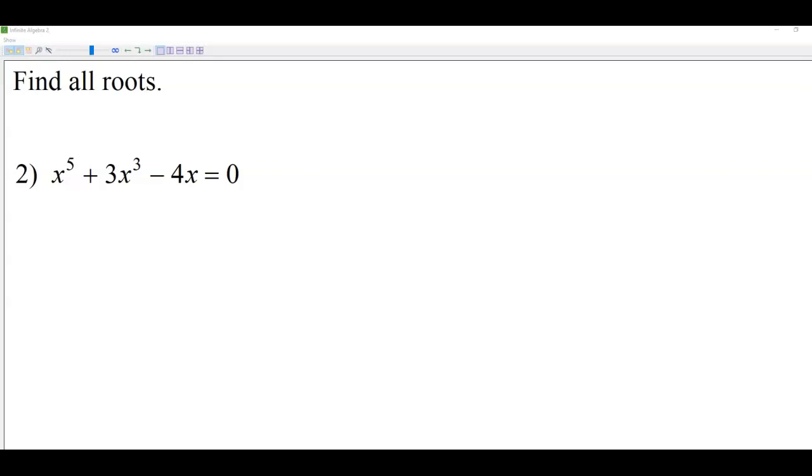We're being asked to find roots. I'll go through the even problems. You guys can do the odds if you want extra practice, okay? Answer key is provided for the odds as usual. So let's go ahead and find all of our roots.